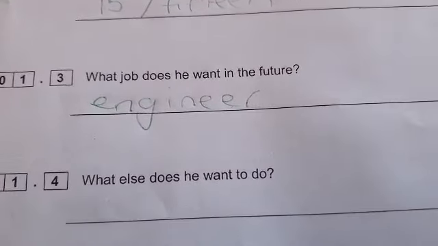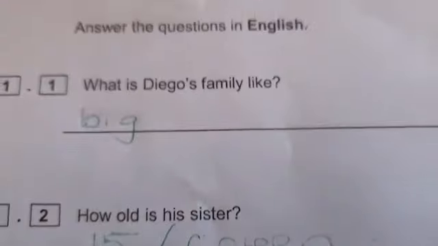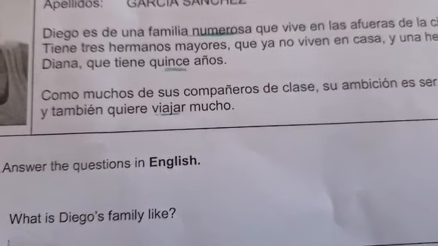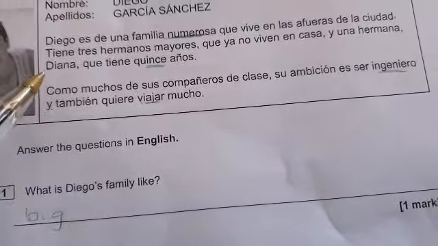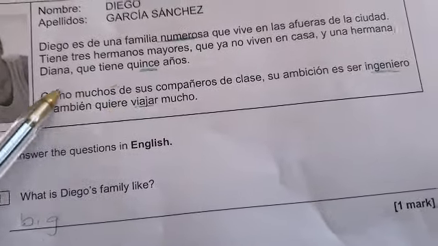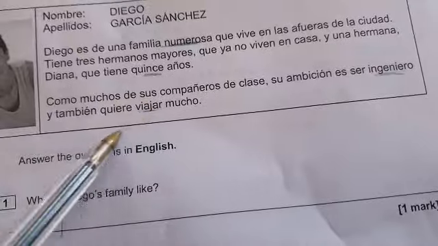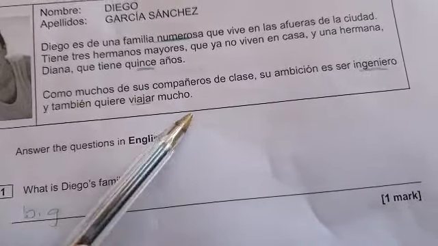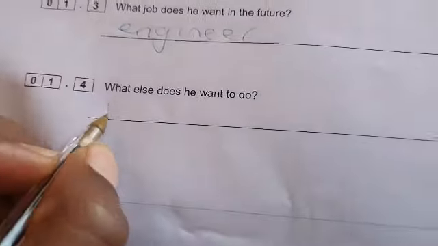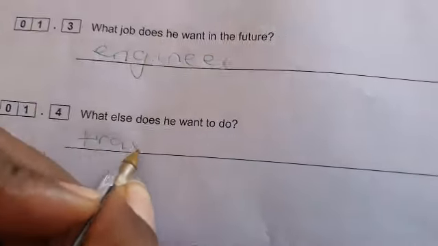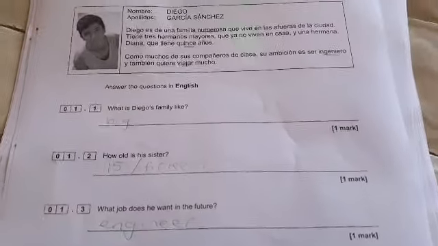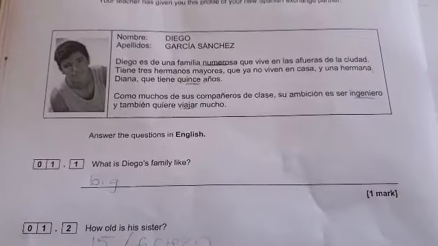And what does he want to do? What else does he want to do? So we're going to look for what else, what else, what else. ¿Qué más? Or the keyword, which is también, also. He wants to, quiere, what does he want to do? Viajar mucho. He wants to travel a lot. So your next answer is going to be to travel. Okay, or you can put to travel a lot because he did add mucho. Okay, so that's our first part done. You're just looking for clues all the time, guys, okay? Clues all the time.